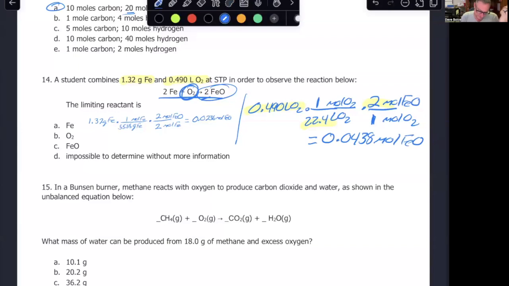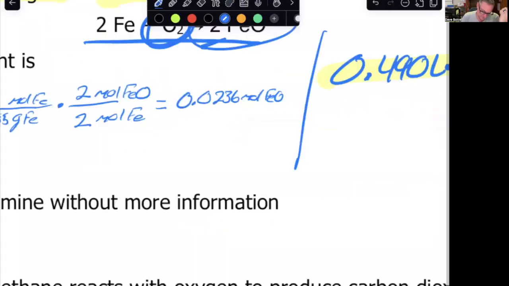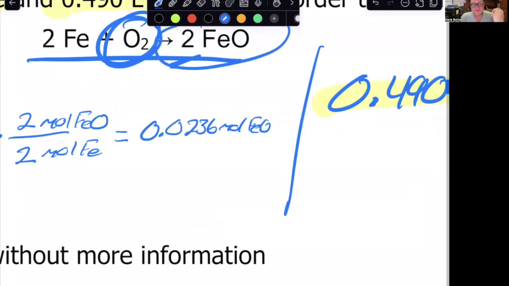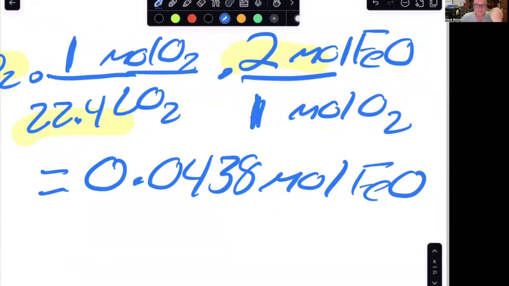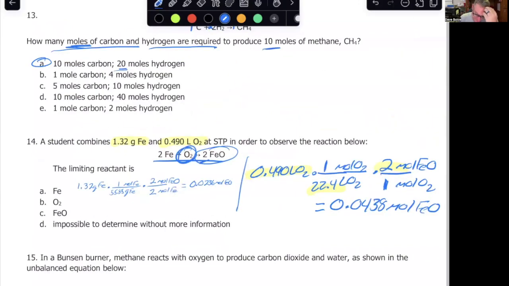And so let's compare the two. So the iron can make 0.0236 moles of iron oxide, and the oxygen can make 0.0438. So in other words, the iron is going to run out first. So that is my limiting reactant.